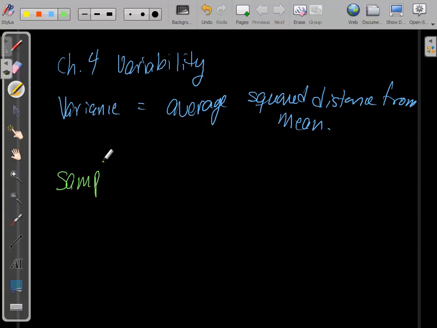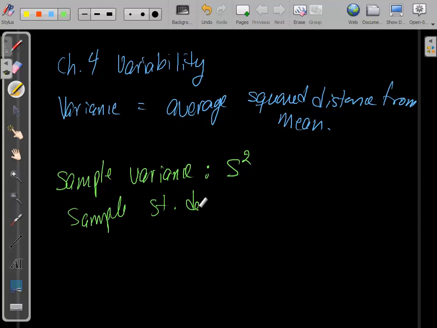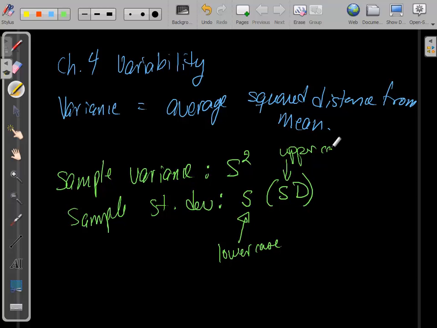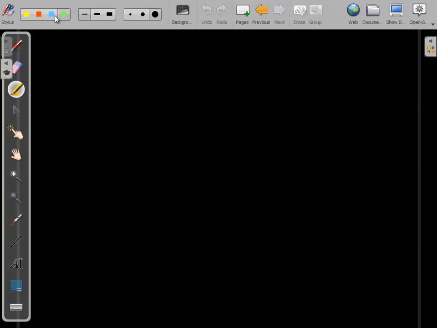Sample variance, which we denote as s squared, lowercase s, and sample standard deviation, which is just the square root of the variance. For our purposes we'll give it lowercase s, though capital SD is also used. So this is lowercase, whereas this is uppercase. Alright, great. Let's take a look at some definitions and ideas surrounding variance.